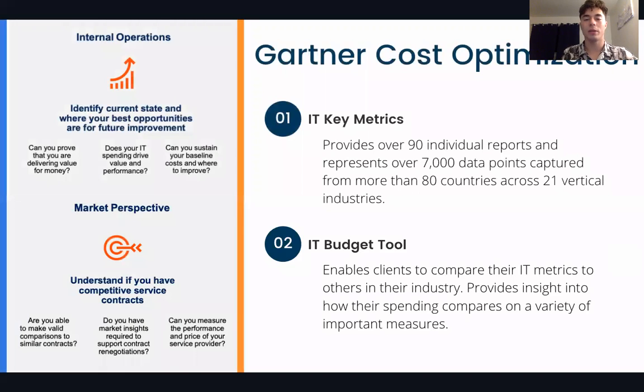So now we're going to go into our cost optimization. Here we have our IT key metrics tool and our IT budget tool. What the IT key metrics tool does is it provides over 90 individual reports, which represents a huge amount of data points, which are captured from over 80 countries across 21 vertical industries. And then our budget tool enables clients to compare their IT metrics to others in the industry.